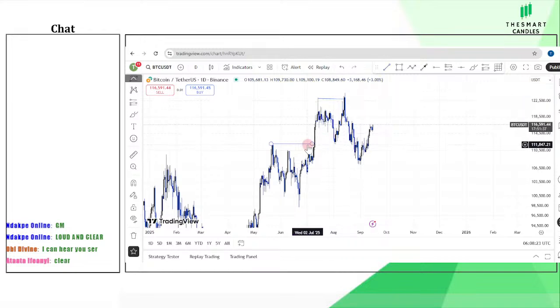And what was responsible for this break of structure? We have this demand zone. This is the demand zone on the daily time frame that was responsible for this break of structure to the upside. And as you can see, price was reacting from this daily demand zone. So let's go down to the 4 hours to see if we can get a possible trade setup on BTC.